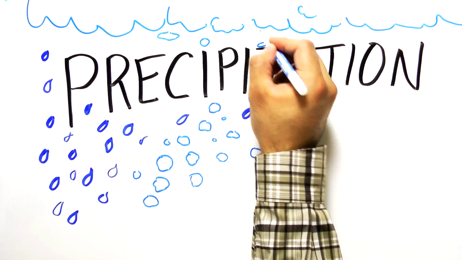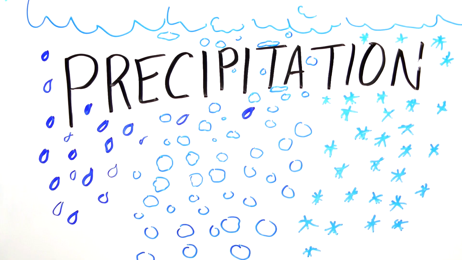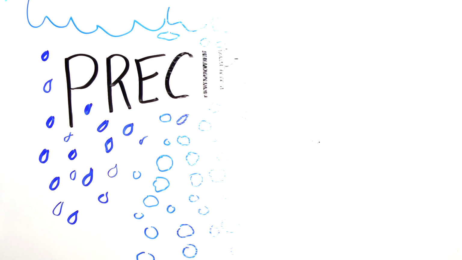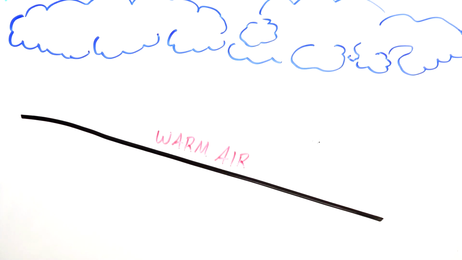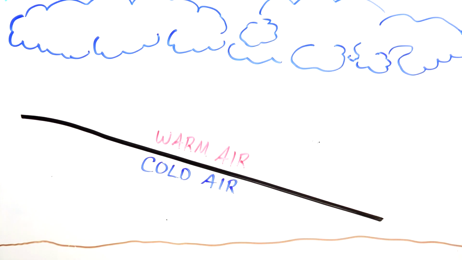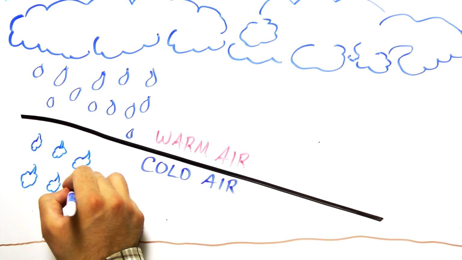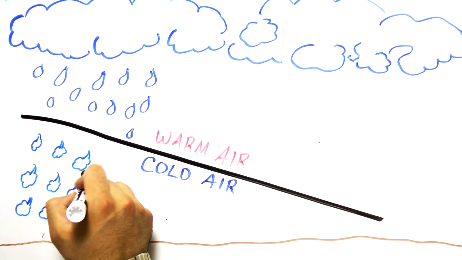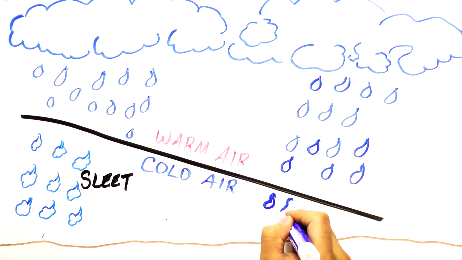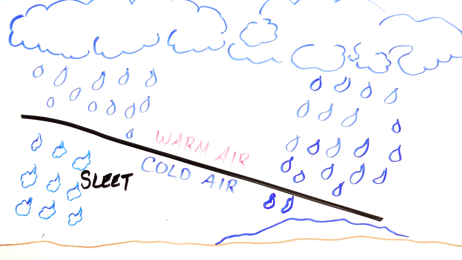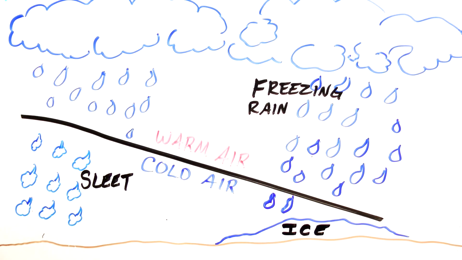Now, rain isn't the only kind of precipitation. We also have snow, hail, sleet, and freezing rain. When raindrops fall through a layer of colder air close to the ground, they form either sleet or freezing rain. If the layer of cold air is thick, then the water freezes as it falls to earth and hits the ground as ice. If the layer of cold air is thin, the raindrops don't have time to freeze beforehand and so freeze on contact with the surface, forming a dangerous coating of ice.